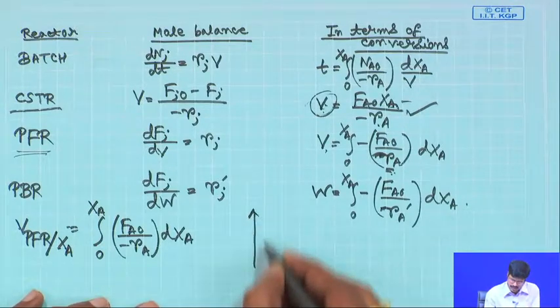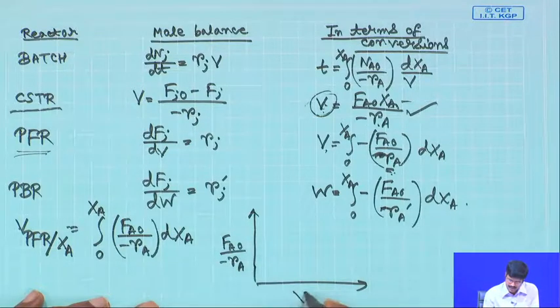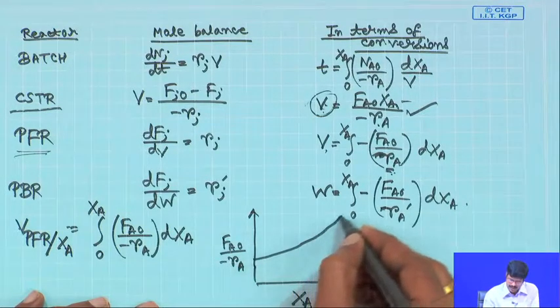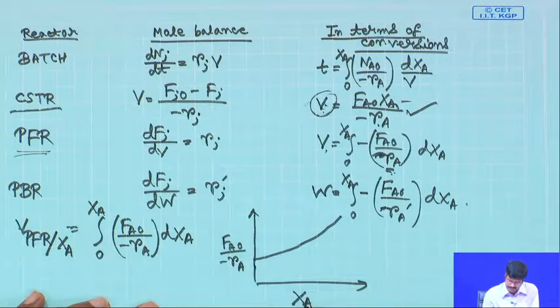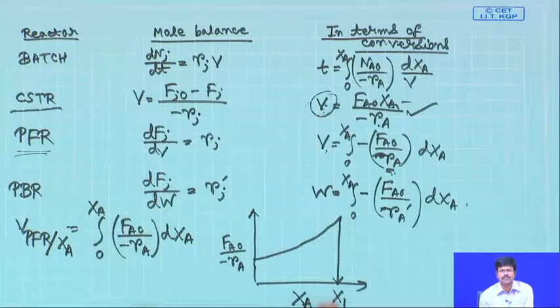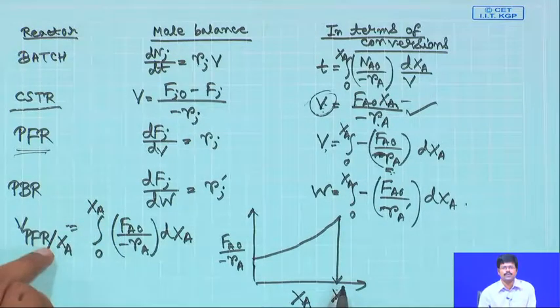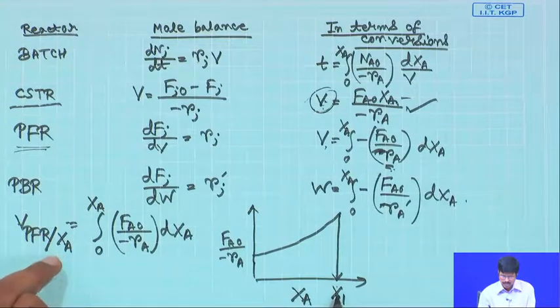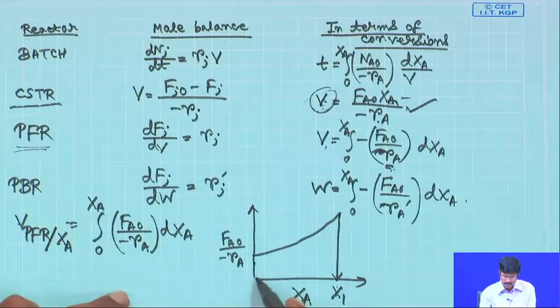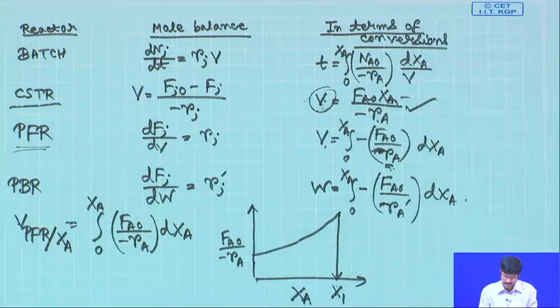So, again if you plot the same graph, F_A0 by minus r_A as a function of x_A, your plot is like this. Let us say you are looking at a conversion of x_1. Your question is, if you have to have a conversion of x_1, then what is the volume of the plug flow reactor that you are going to use? Then it is immediately becoming apparent to you that it is basically the area under the curve that is important.